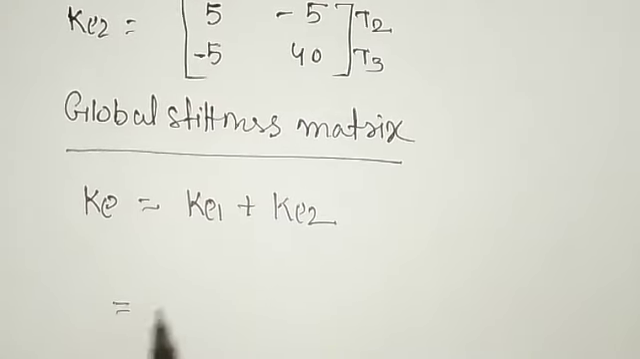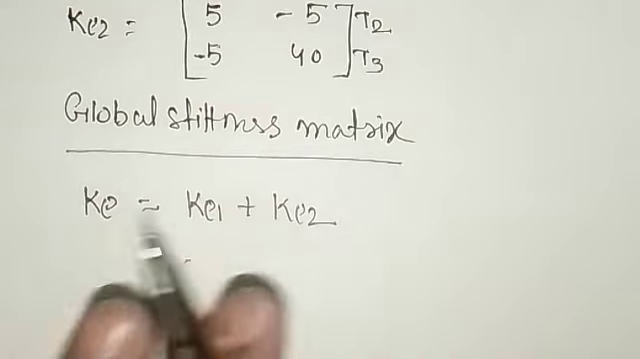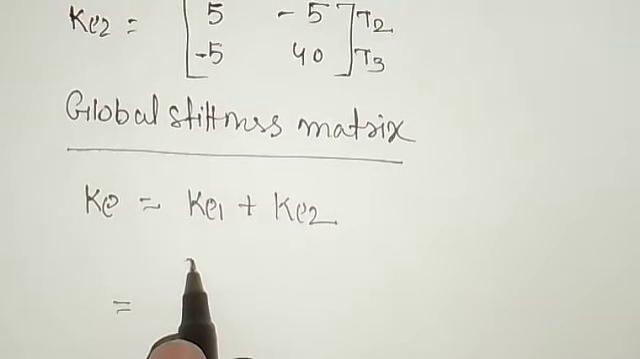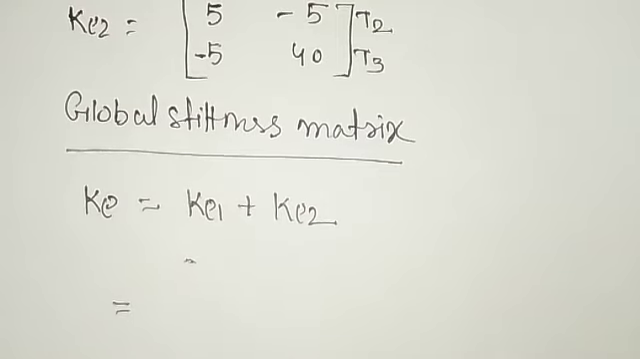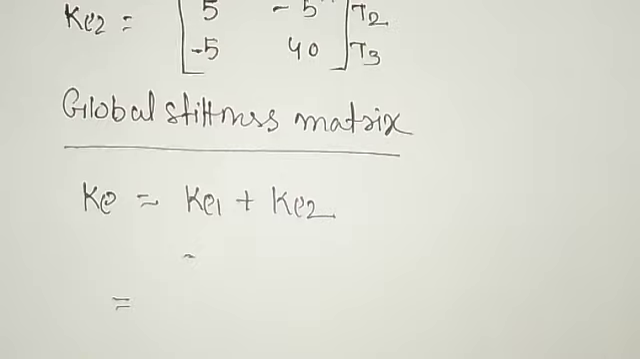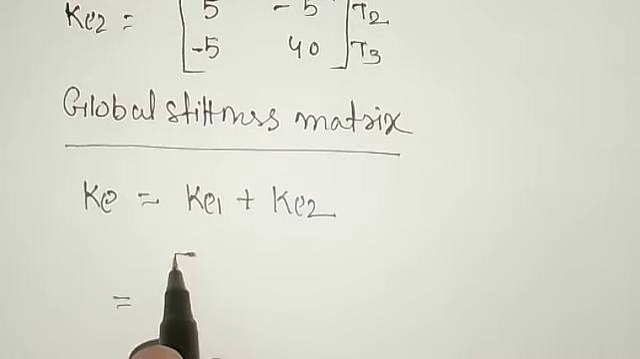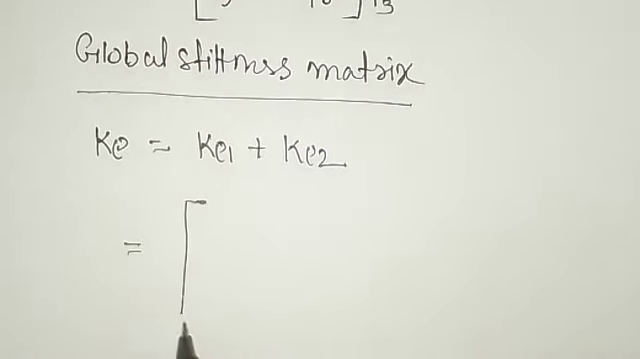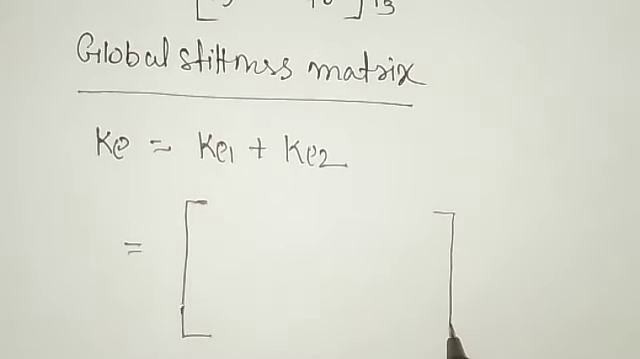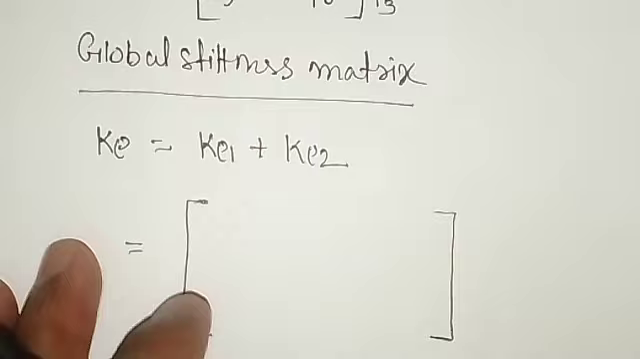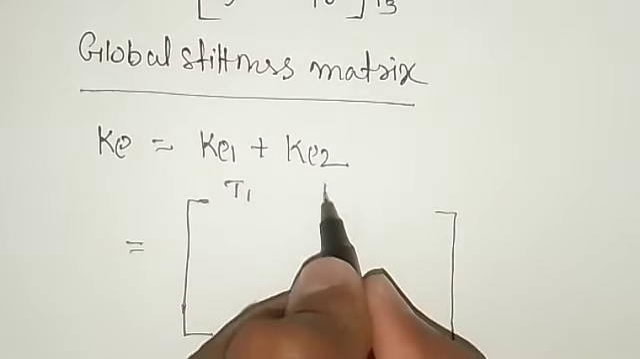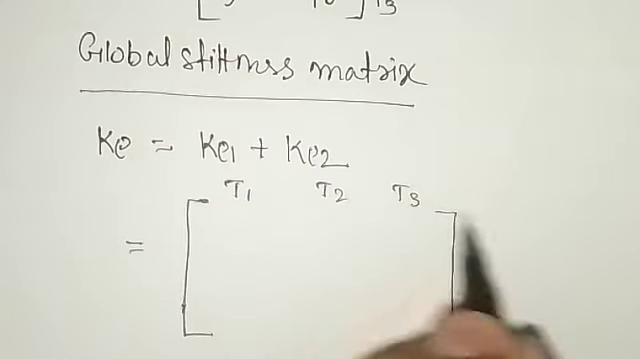When we add these matrices, the nodal temperatures are T1, T2, T3, so the size of the matrix will be 3 by 3. As we know, the size of the matrix depends on how many nodes there are. Here the 3 nodes, the 3 temperatures are involved, so a 3 by 3 matrix will come. So you know how to add this. This is what you have here, T1, T2 and T3.